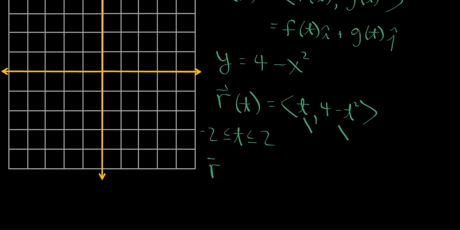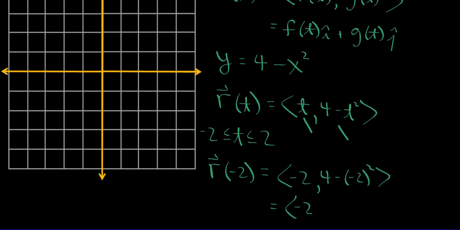Now, here's the way these work. If I want to find r of -2, all I do is put a -2 in for t. And so this would be -2, and 4 minus -2 squared. Of course, that is -2, 0. And this gives me a vector. Now the question is, what do I do with that? In other words, how can I represent that graphically?